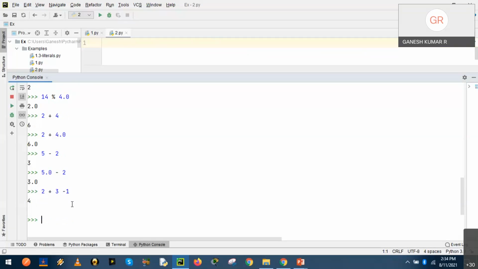Now, let us have one more expression, 2 double asterisk 2 double asterisk 3. Can you estimate the output of this expression, 2 double asterisk 2 double asterisk 3? Any guess from your side? What will be the output here?